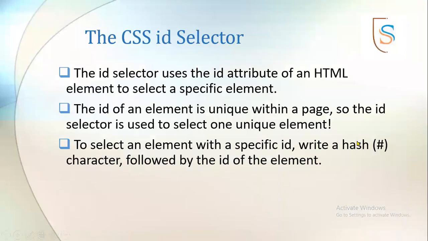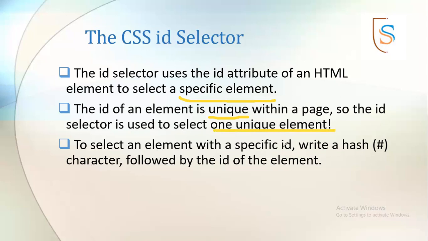Now we have the CSS ID selector. The ID selector uses the ID attribute of an HTML element to select a specific element. When you want to select a specific element, only then do we use an ID selector. The ID of an element is unique. Every time, the ID of an element will be unique within the page. It cannot be the same for any two tags, even if they belong to the same category. So the ID selector is used to select the one unique element.